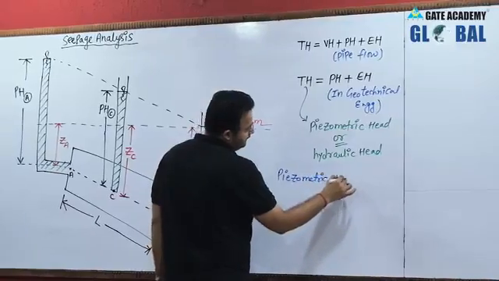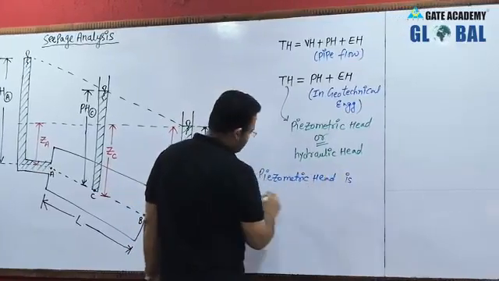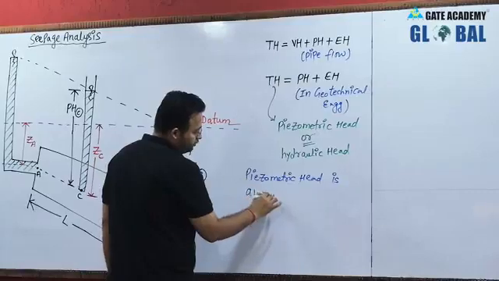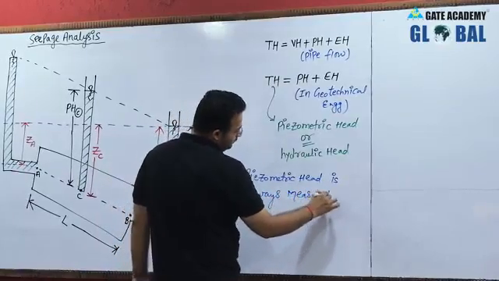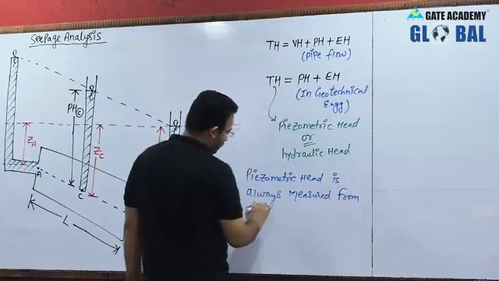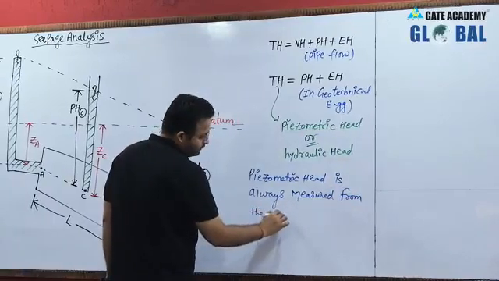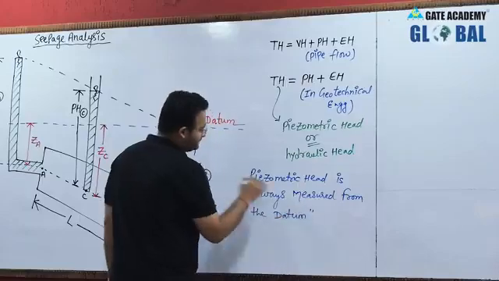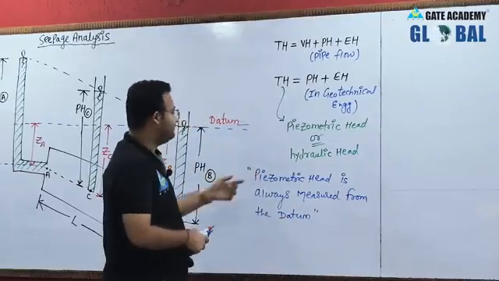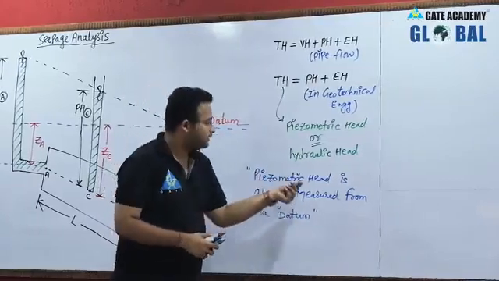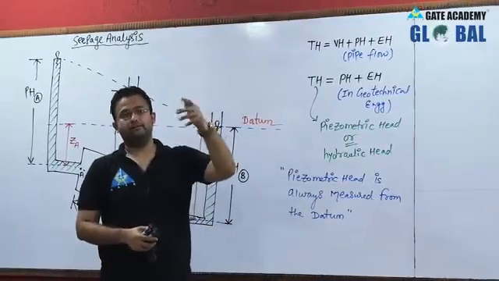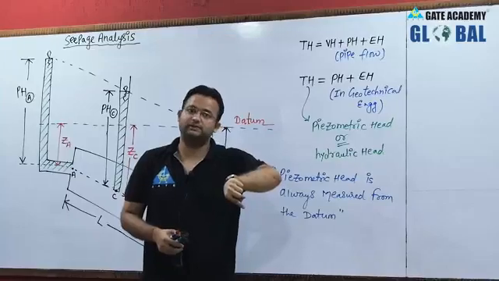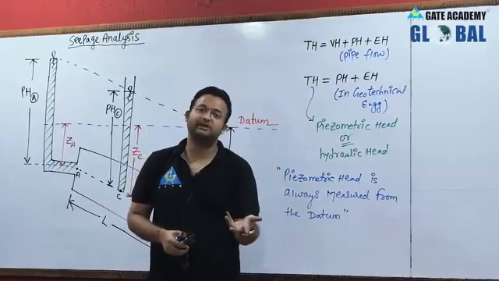Piezometric head is always measured from the datum. From the datum means, piezometric head means what? Piezometric head means water column height that should be measured from the datum actually. That is known as piezometric head.